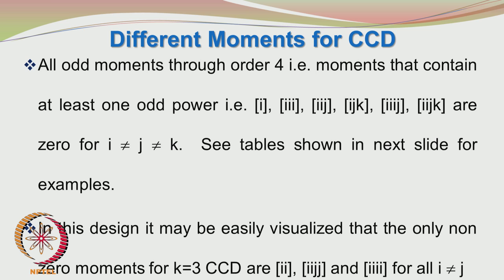So, in this design it may be easily visualized that the only non-zero moments for k equal to 3 are I squared j squared or I to the power of 4 for all I not equal to j. So, we will continue on this topic after taking a break.